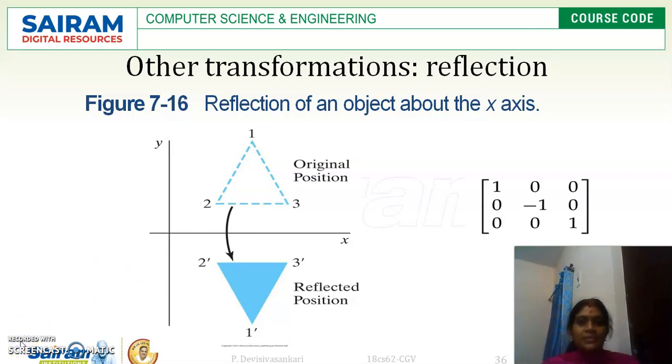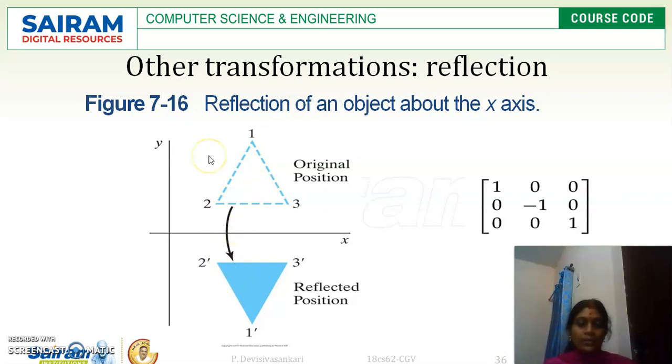So the very first other transformation, other than translation, rotation and scaling, is reflection. Okay, so the reflection is otherwise known as mirroring of the particular object, right? So here in this xy plane, a reflection of an object triangle about the x-axis is shown, right? So the original position consists of three different coordinates 1, 2 and 3. So how is it reflected in the other quadrant?